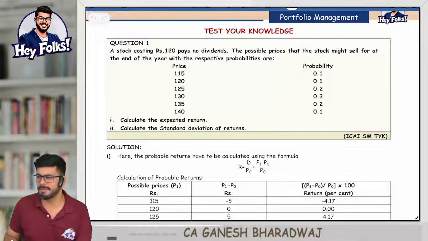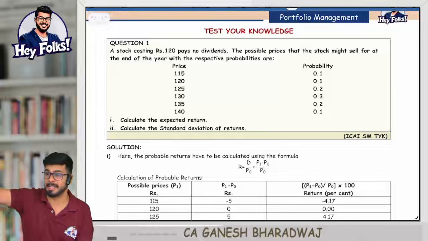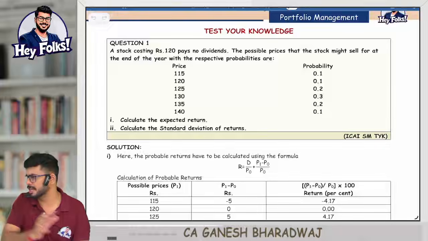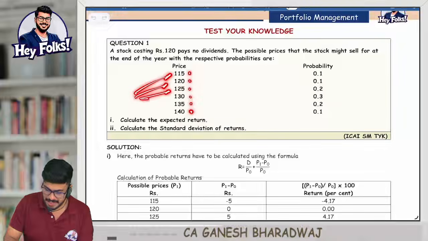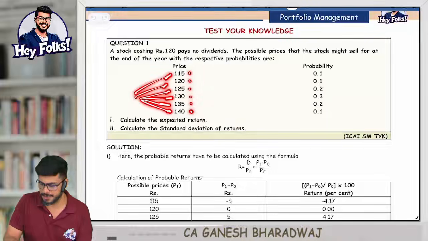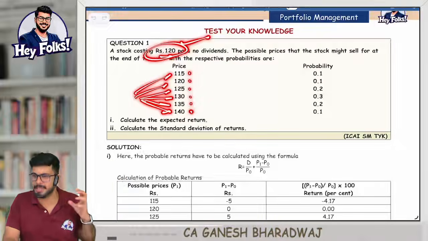Now, generally, when will we use probabilities? When we are predicting the future. We are not dealing with past data. Is that clear? Now, 1, 2, 3, 4, 5, 6. They have given 6 different expectations. This is going to be my P1, the price at the end of the first year. And this is the price at which I bought the share.